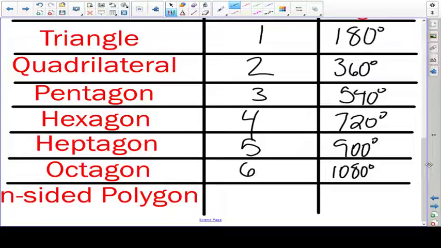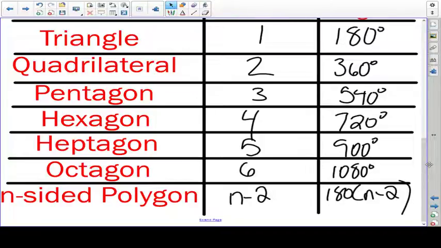And if we had an n-sided polygon, the number of triangles we can make is always going to be n minus 2. And the sum of the angles is always going to be 180 times n minus 2. That's the sum of the angles in any polygon with number of sides equal to n. N can be any number. Okay?